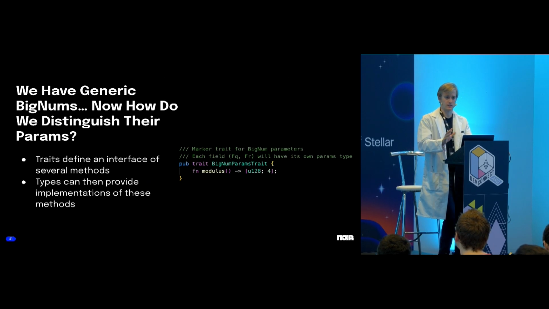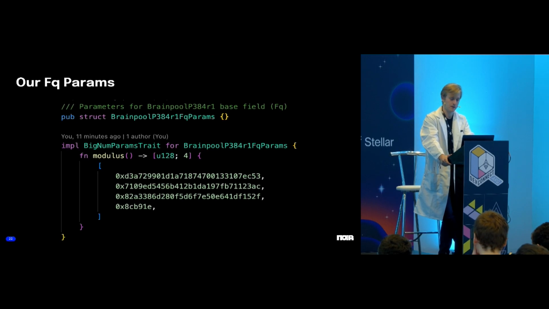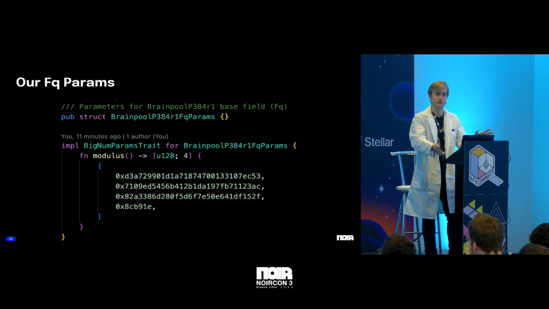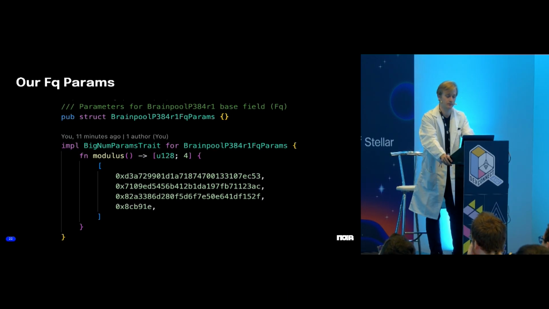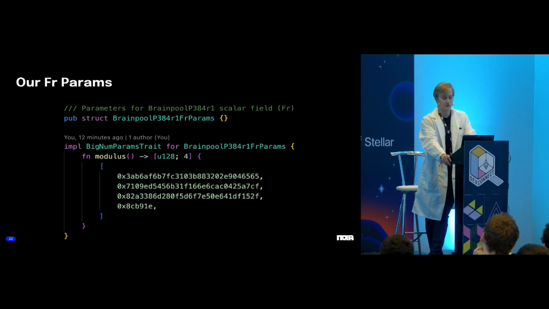So now we want to distinguish their parameters. We have the ability to specify traits in Noir. If you're unfamiliar with traits, a trait is essentially just an interface that defines several methods, and types will provide their own implementations of these methods. So for our FQ, we have this implementation of the modulus. This is the modulus for FQ. And then for FR, this is the modulus for FR.